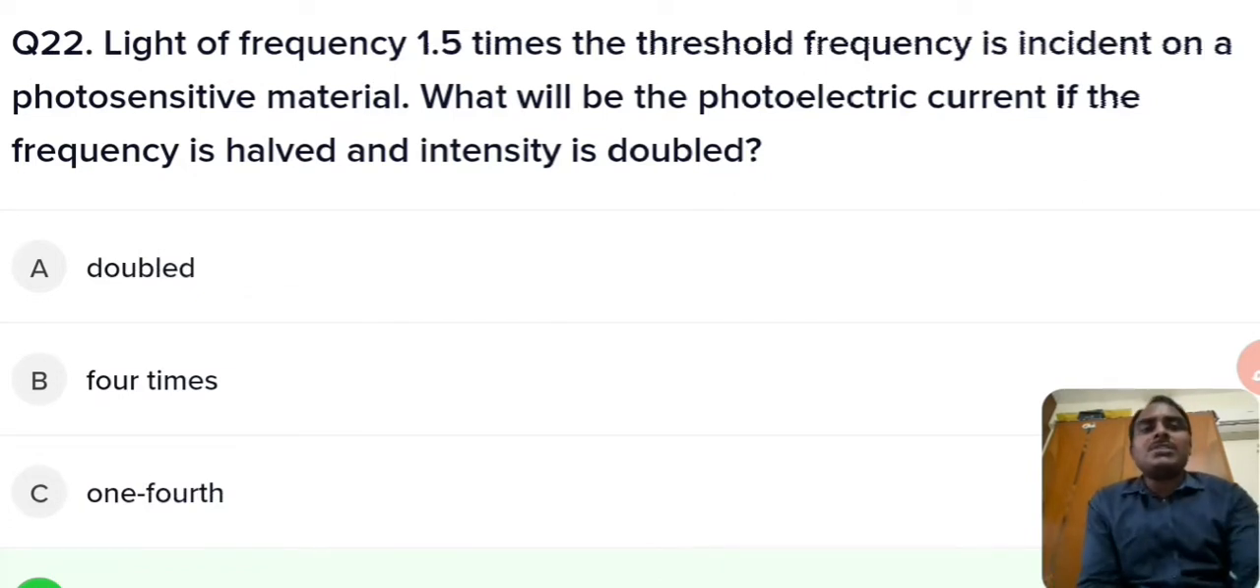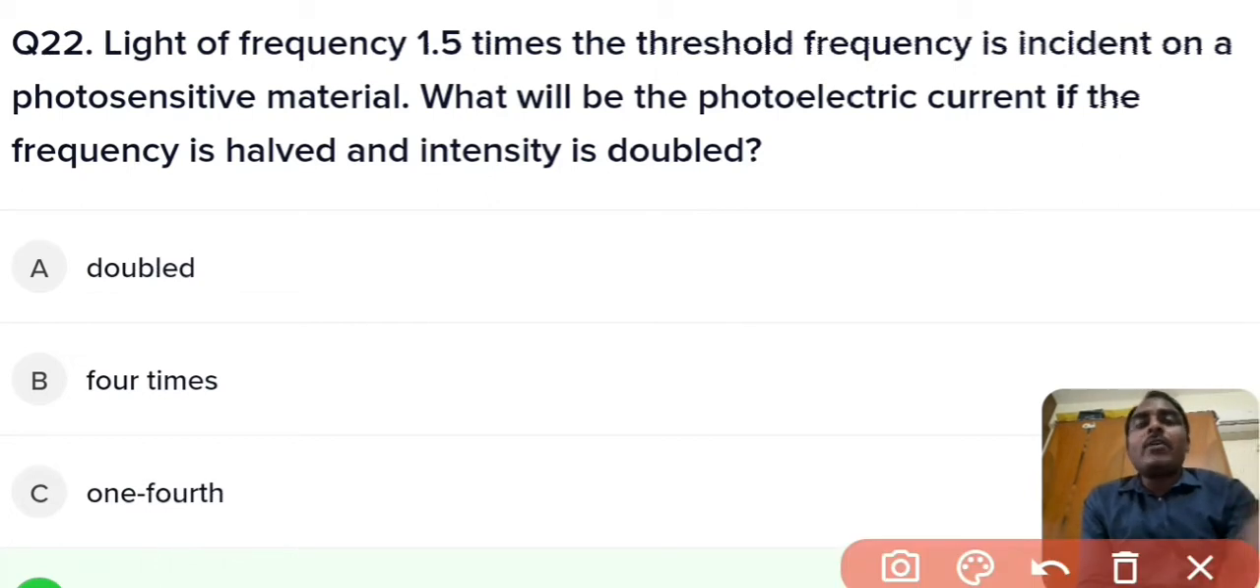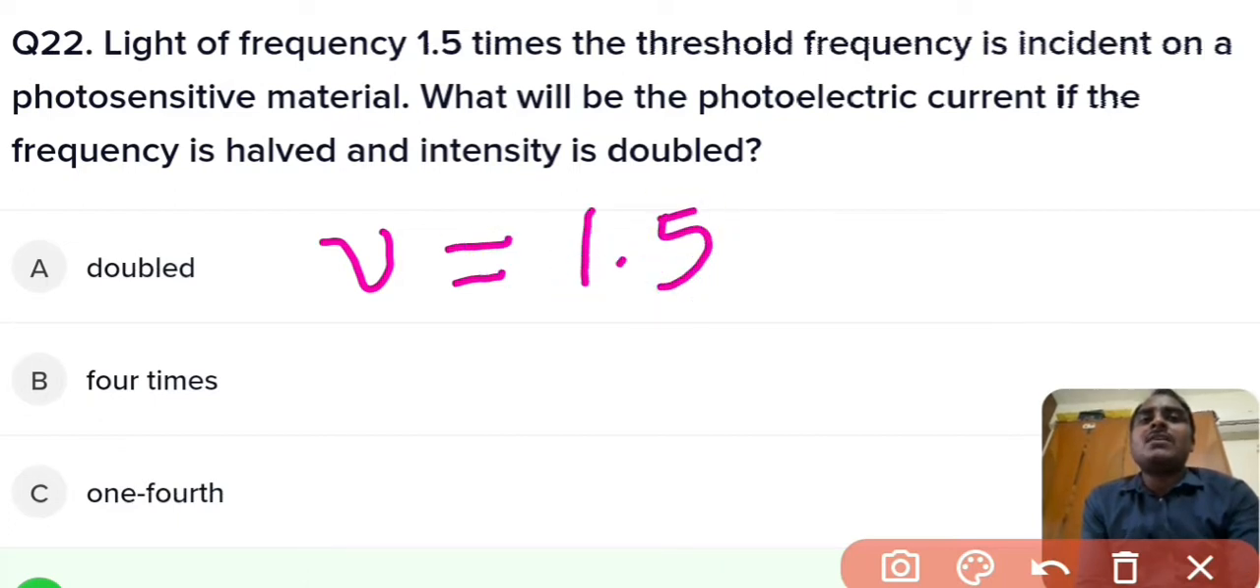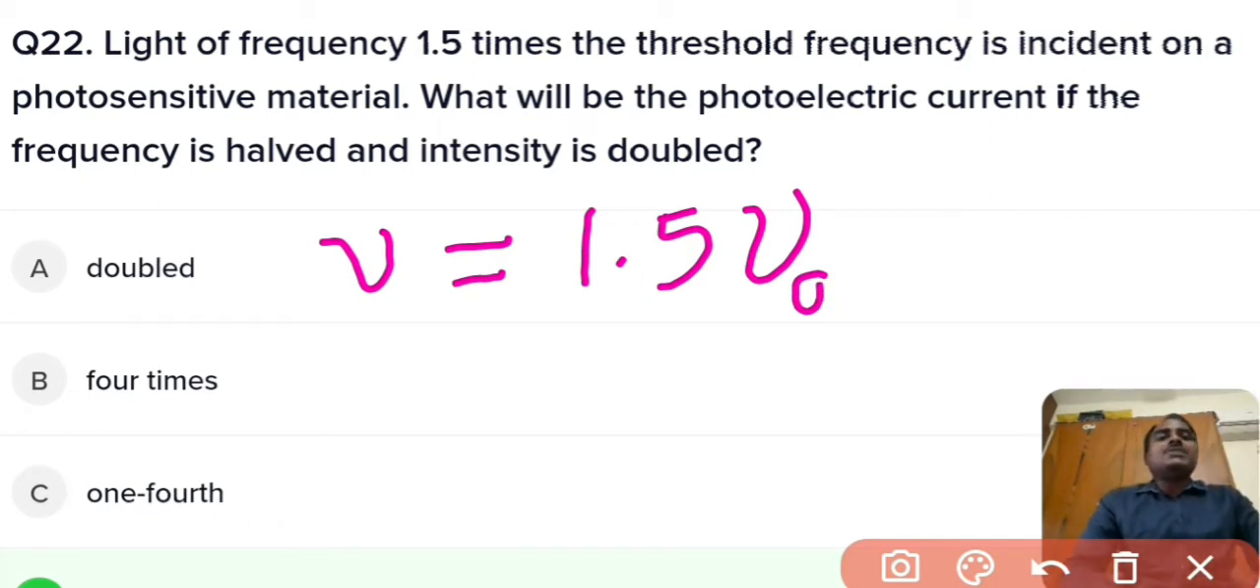So in the first case, how much is the frequency given? Light of frequency nu equal to 1.5 times the threshold frequency nu naught. Nu is the frequency, nu equal to 1.5 times nu naught, and nu naught is the threshold frequency. So the frequency is more than the threshold frequency, 1.5 times the threshold frequency, so photoelectrons are emitted and current will flow.